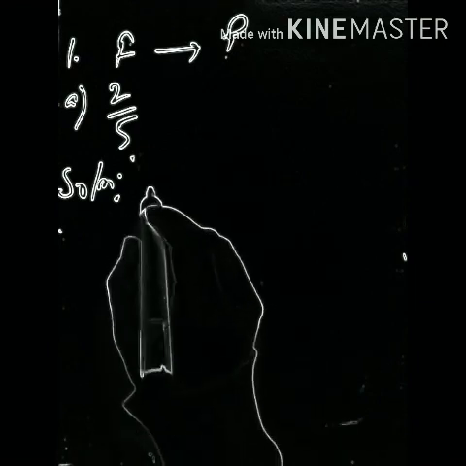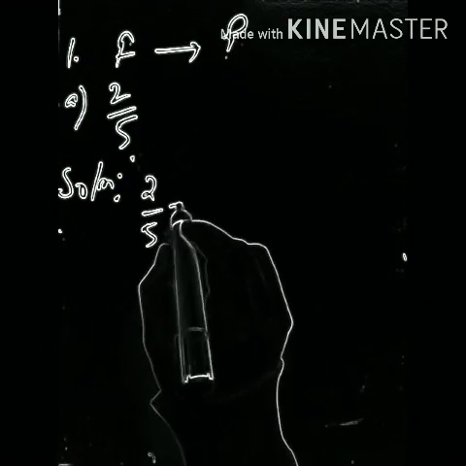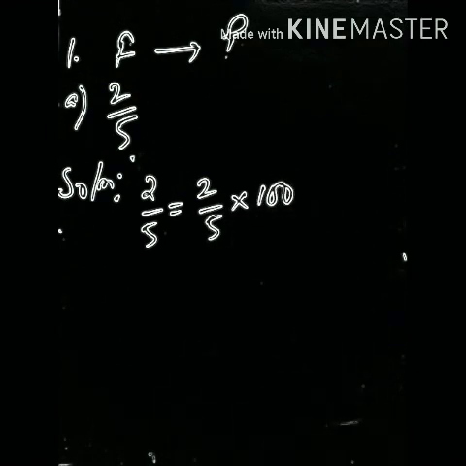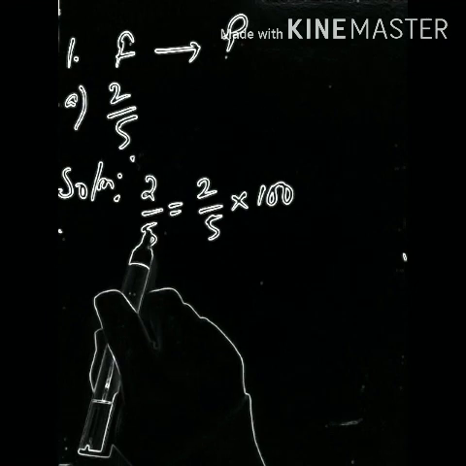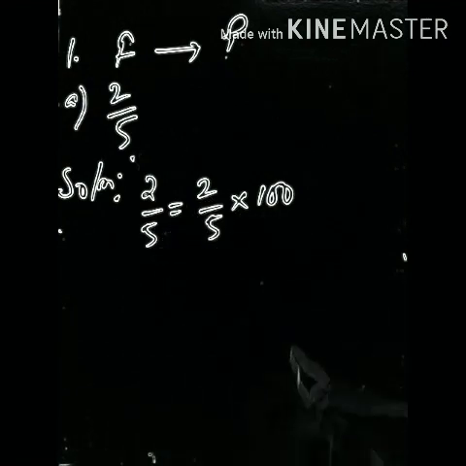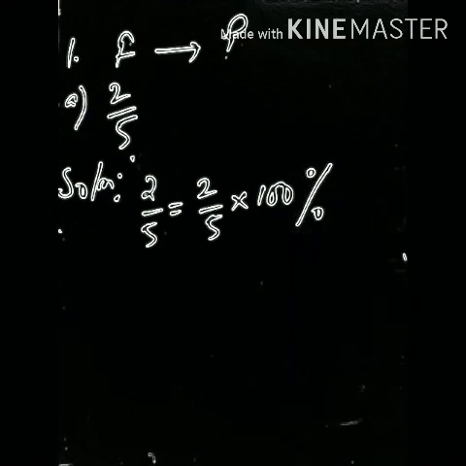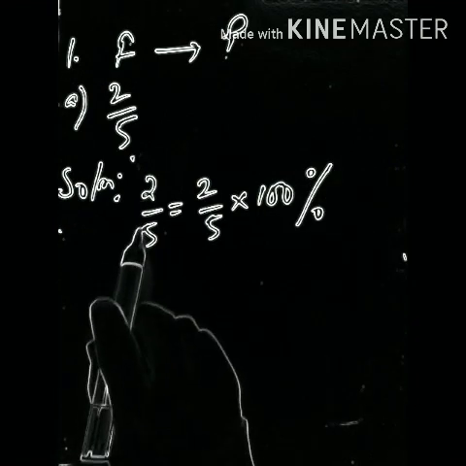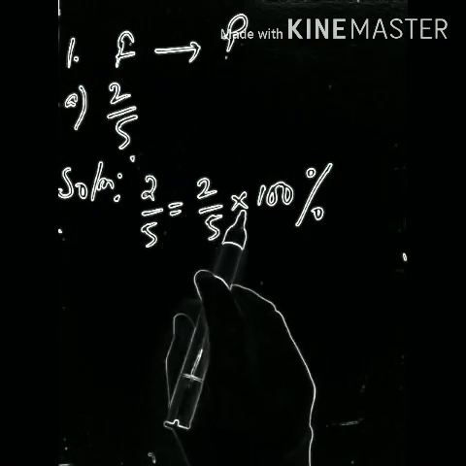So let us convert now. 2 by 5 equals 2 by 5 into 100. If you just write it like this, people will start asking you, why do you multiply by 100? Because 2 by 5 cannot be equal to 2 by 5 into 100. But if you put the percentage sign here, what happened? 100% means it is equal to 1. So 2 by 5 is equal to 2 by 5 into 1.